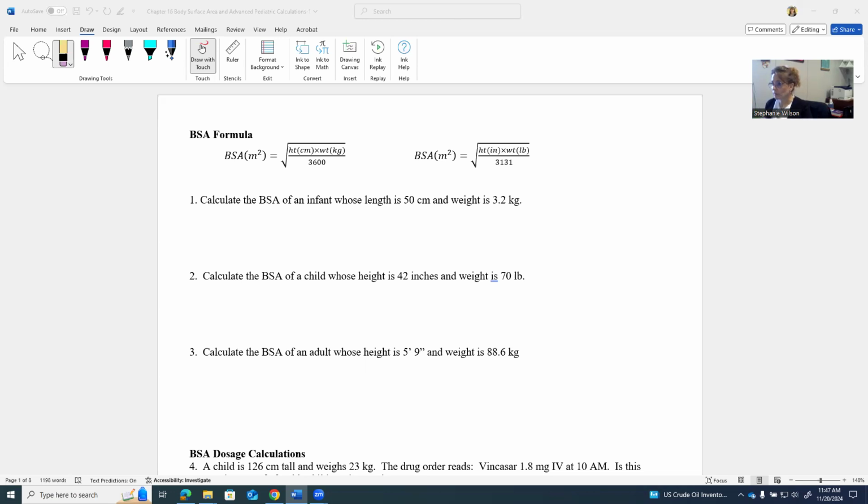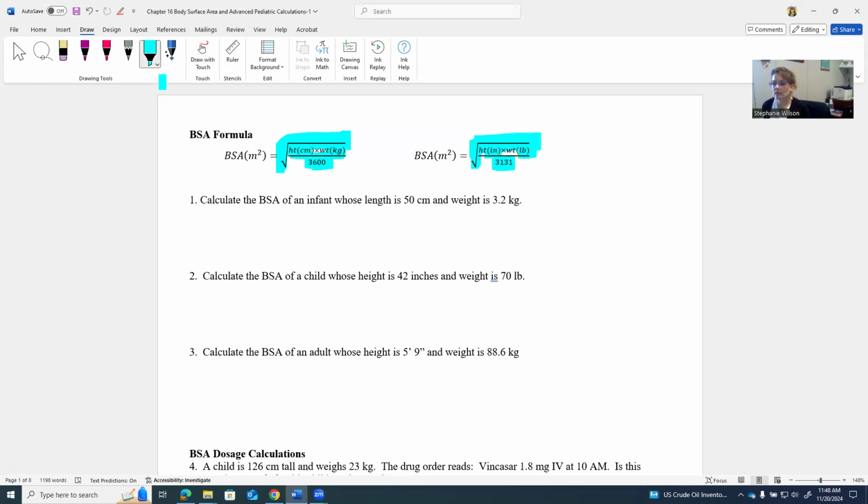We have two formulas. It depends on what we're using, the units we're using. So if we're using centimeters times kilograms, then we'll divide it by 3,600 and then take the square root. If we're using inches times pounds, then we divide by 3131 and then we take the square root.